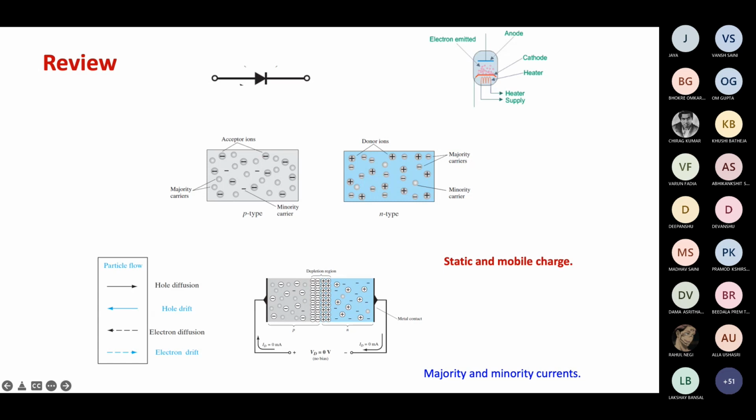So these are various types of particle flows here. From the p-type, we have hole diffusion and electron drift. This electron drift happens because now in the depletion region, there is an electric field and a contact potential. Similarly, from the n side, we have hole drift and electron diffusion. So the diffusion of majority carriers and drift of minority carriers. That's what happens when we join p-type with n-type, in equilibrium, which means we have not applied any external voltage.